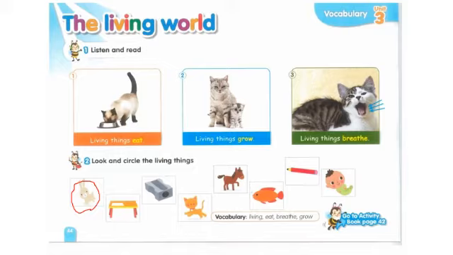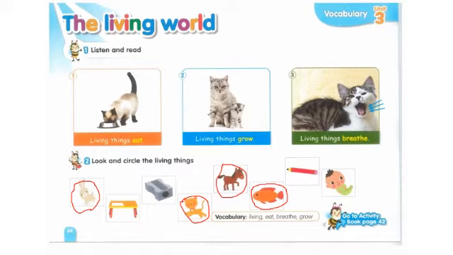The fourth picture here is a picture of a cat. Is a cat a living thing? Does it eat? Yes. And it grows and it breathes as well. So it's a living thing and we're going to circle it. The same for the horse. It eats, it grows, and it breathes. So it's a living thing. The fish as well is a living thing because it eats, it grows, and it breathes, even under the water.